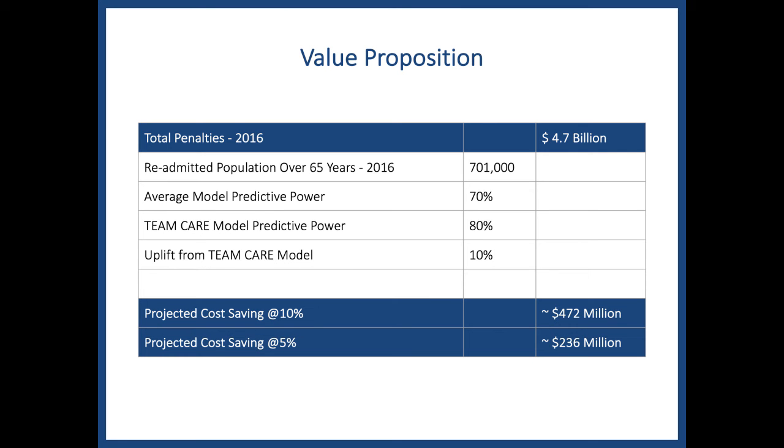In 2006, CMS penalized over 2,500 hospitals due to excessive readmissions. The total cost in penalties from CMS was $4.7 billion. Team Care has taken a two-step approach to understand the current adoption of predictive modeling and financial outcomes in the healthcare industry. Our goal was to create a better value proposition for healthcare to address this complex problem.